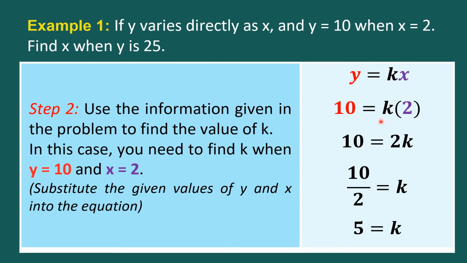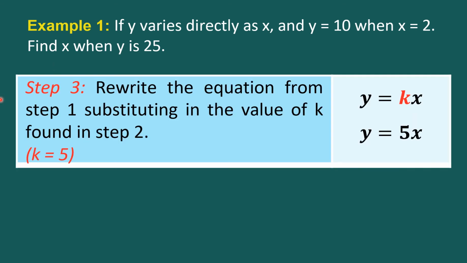Remember, y equals 10 and x equals 2. When you simplify, k times 2 is 2k. We'll have 10 equals 2k. Then, divide both sides by 2. You will have k equals 10 over 2. When you simplify, k now is equal to 5. Therefore, our constant of variation is equal to 5.